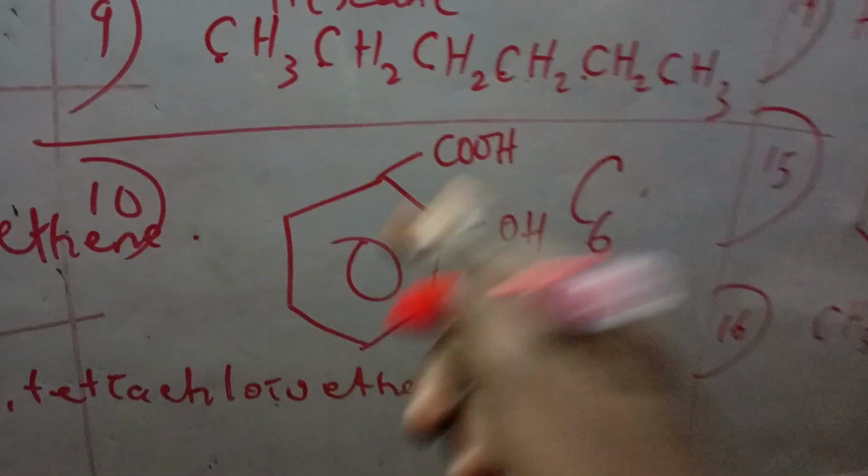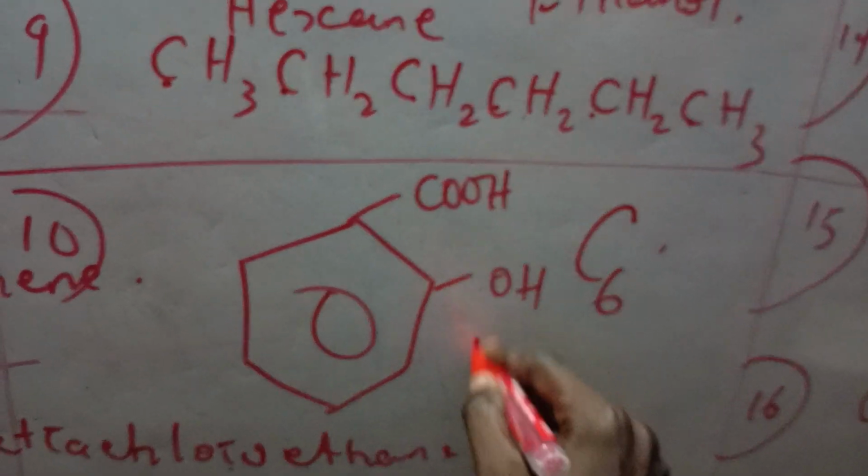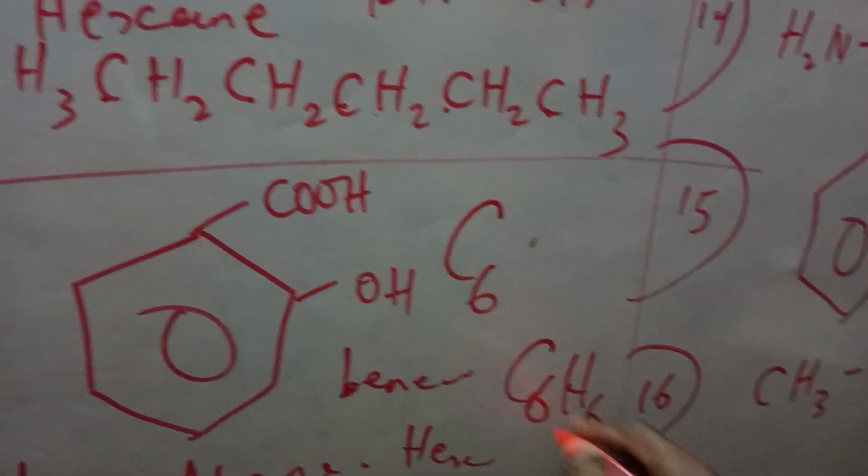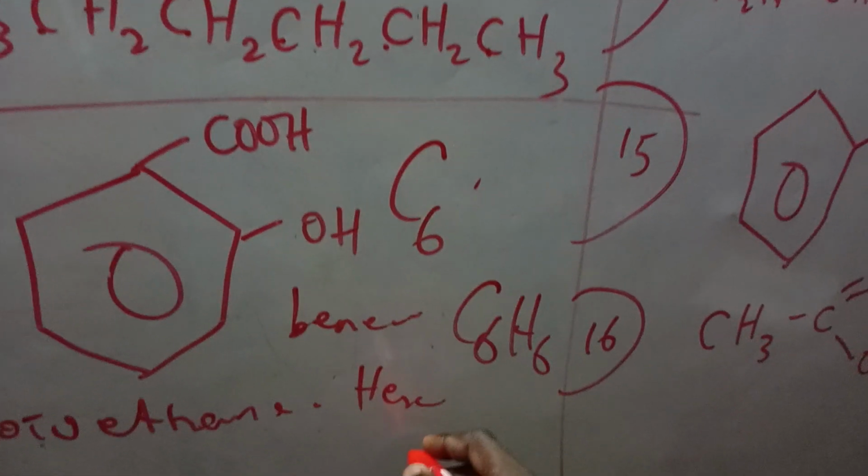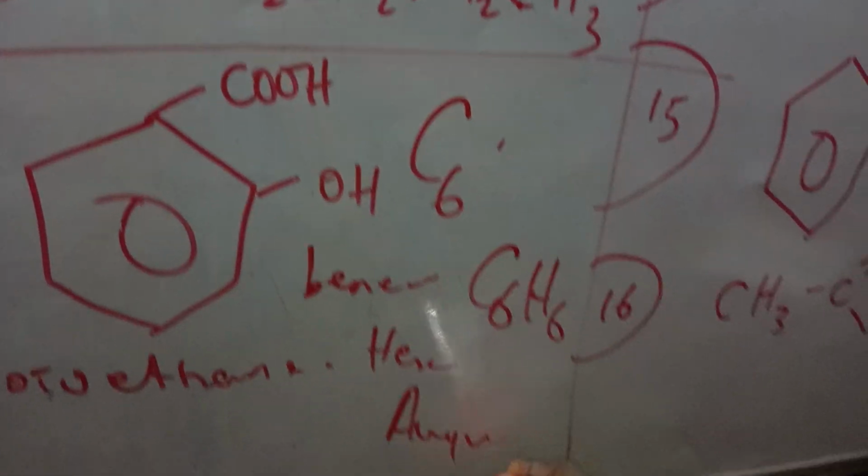Now number 10, whenever you see a structure like this, benzene. Benzene has a ring-like structure. The formula for benzene is C6H6. The ring-like structure was a structure postulated by Auguste Kekulé, a particular scientist.